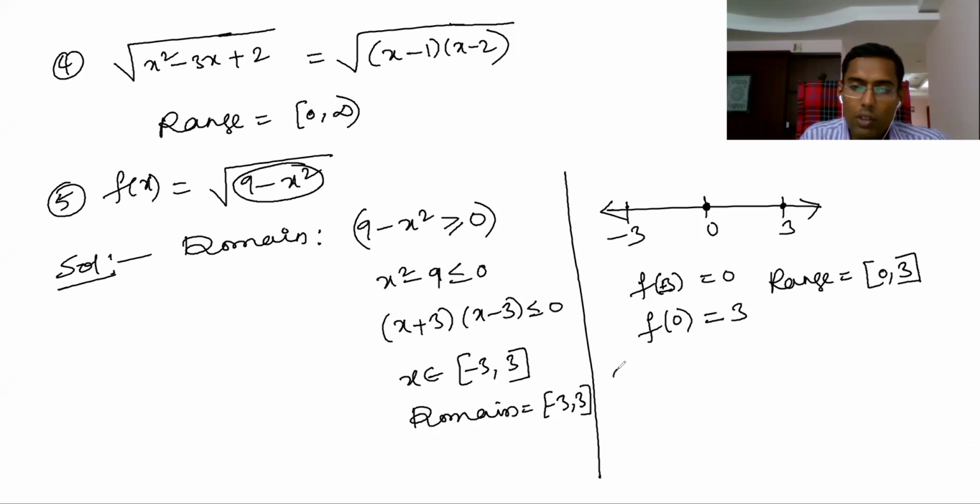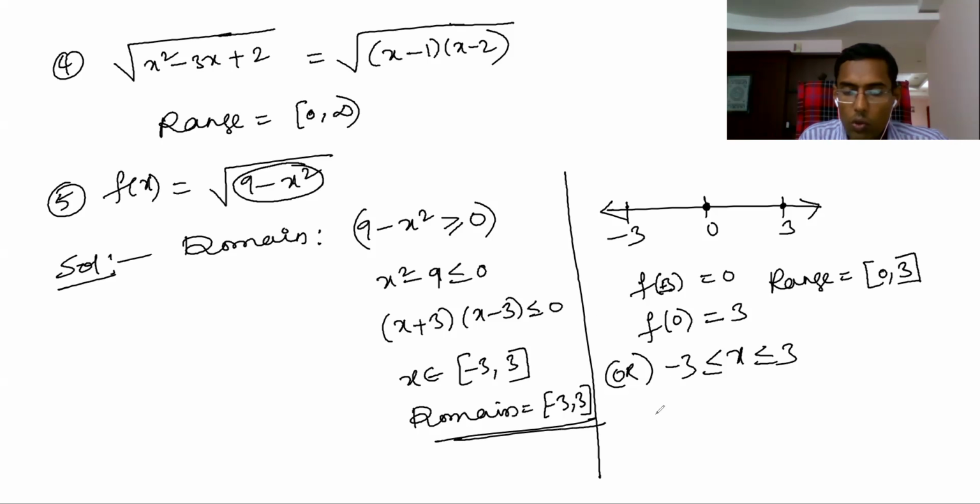Or another way to find the range is this process. You know x value is minus 3 to 3. Already you learned x lies between minus 3 and 3, because you know the domain. Domain is minus 3 to 3. Now if you square, this is important.